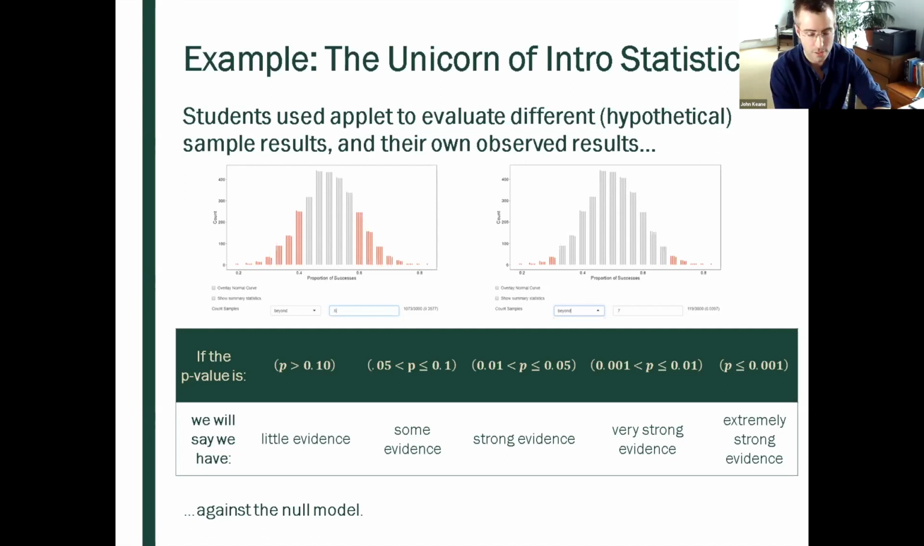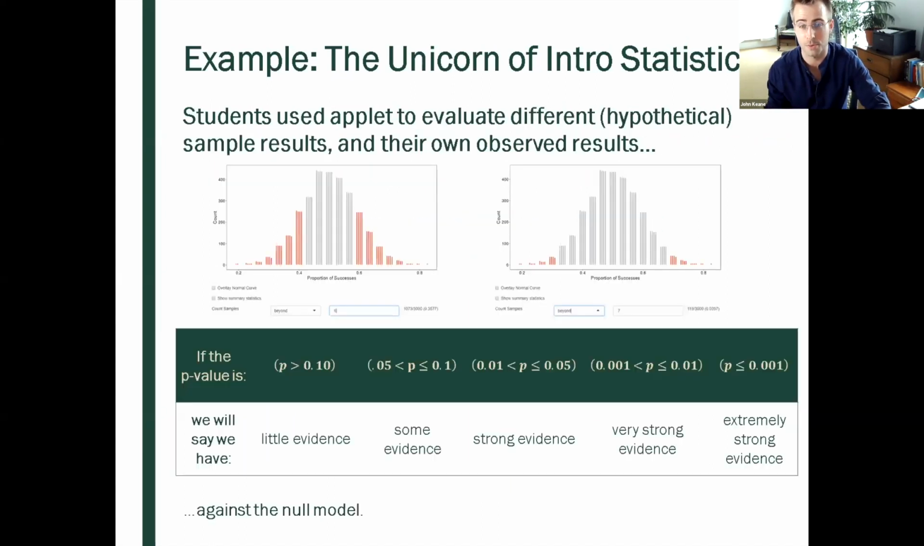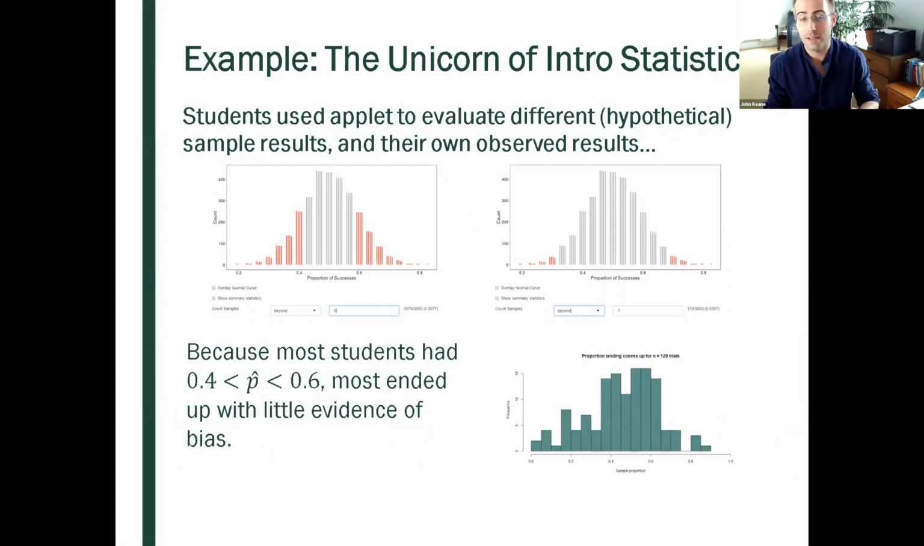Now, of course, as we saw on the previous slide, because most students got a p-hat value between 40 and 60%, most students ended up with little evidence of bias. Kind of a direct contradiction of what they had initially hypothesized in class the day before, where more than 50% thought that it would be biased in terms of the concave side.